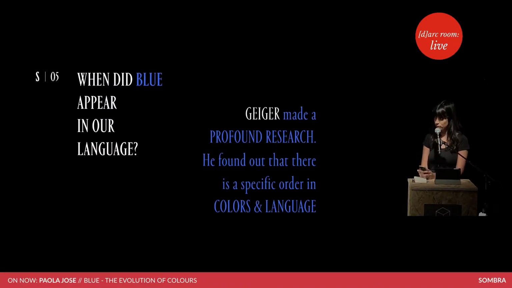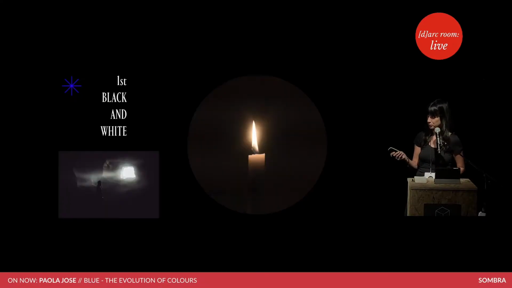So when did blue appear in our language? Geiger continued his research. He did very deep research with this bunch of ancient texts. And he found out that there's a specific order in language and color. And I'm going to explain to you the order of colors that appeared in our language.